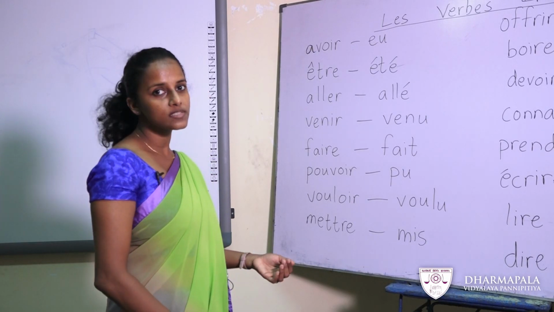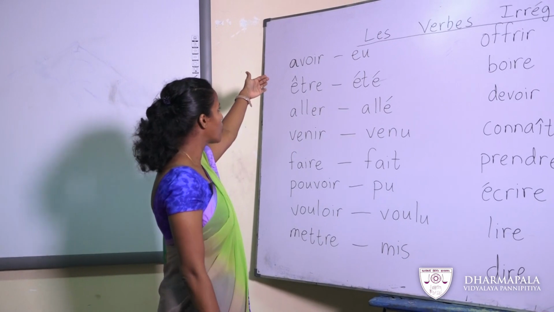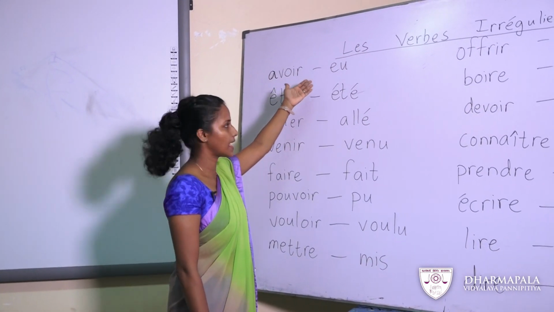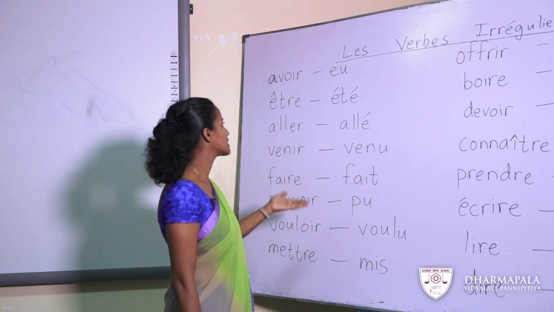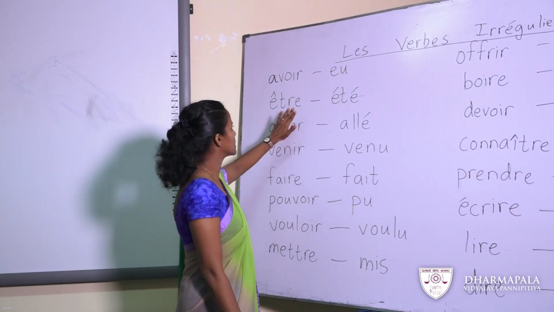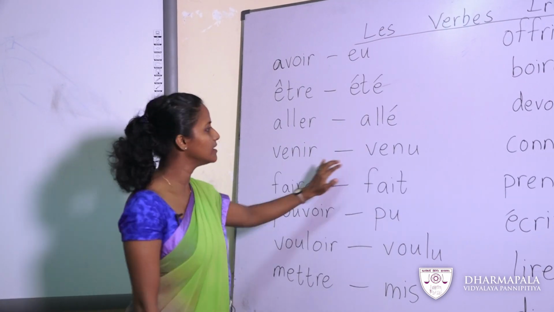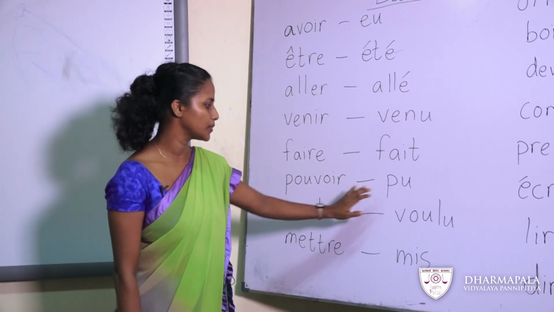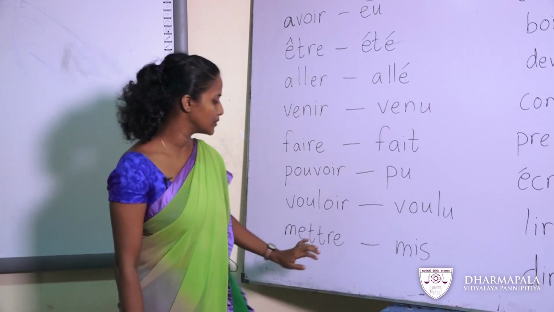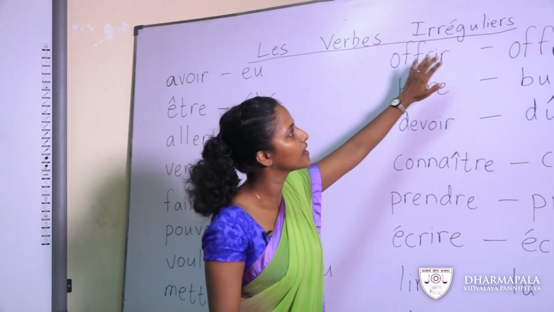These are the most common irregular verbs in passé composé. Now, as these verbs are irregular, the past participles are also irregular. Avoir, eu. Être, été. Aller, allé. Venir, venu. Faire, fait. Pouvoir, pu. Vouloir, voulu. Mettre, mis. Offrir, offert.